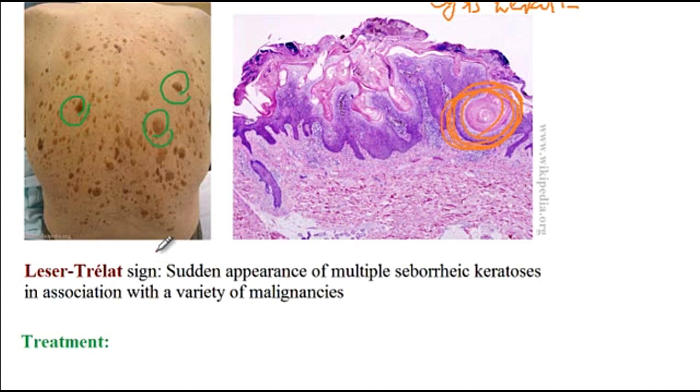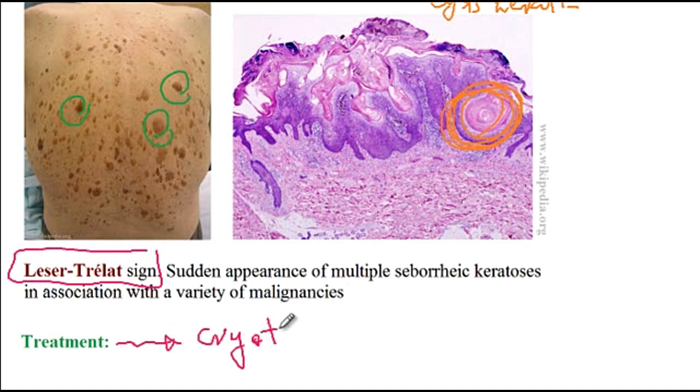And this is referred to as the Leser-Trélat sign. As for the treatment, again, since these lesions are benign and slow growing, only if there is a cosmetic concern could you consider treating these patients. For the treatment, you can use cryotherapy or shave excision.